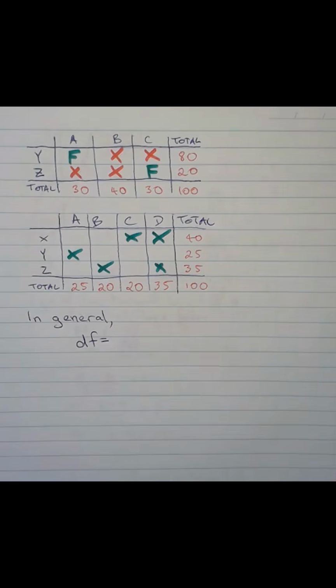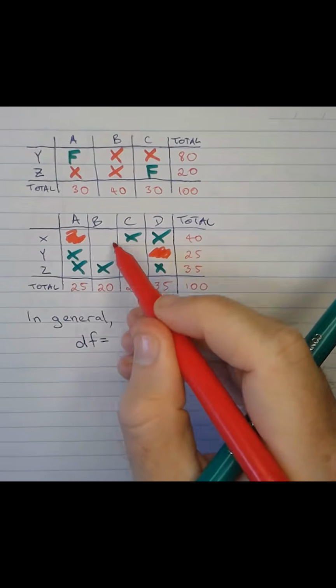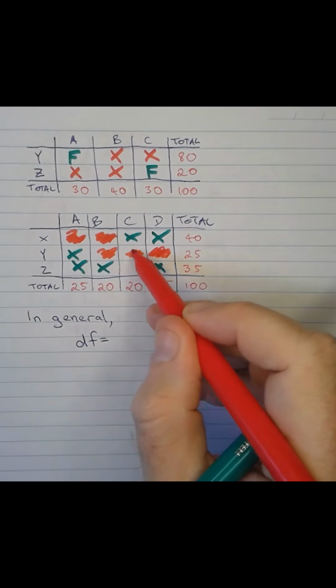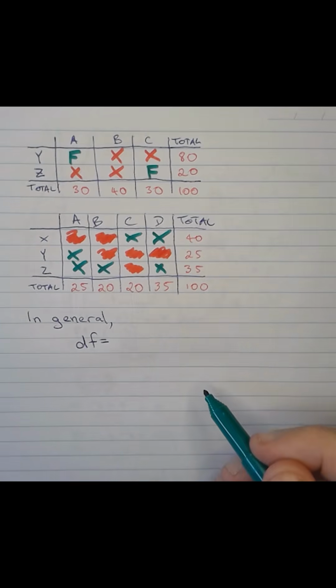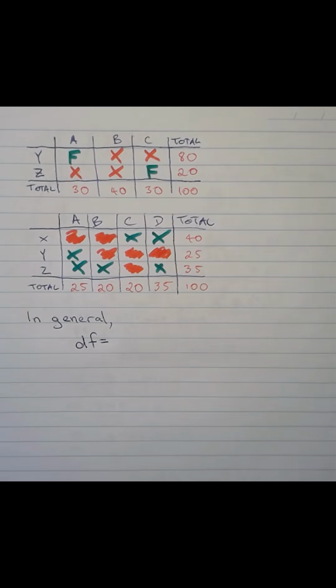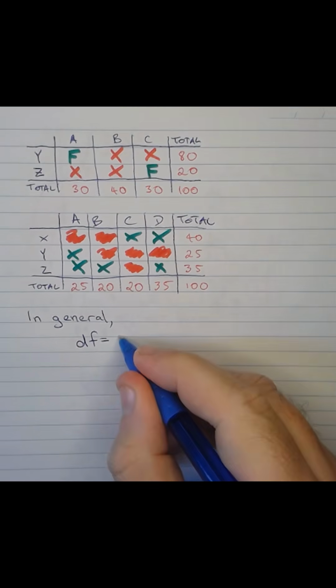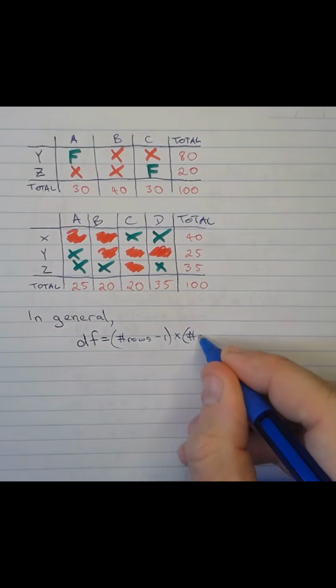If I pick one here though, I have to fill this one in to meet the column sum. Similarly here, I'm now forced to pick that one, and now that one, and now that one, and finally this one. In all, we had 6 free choices, which corresponds with 3 times 2 equal to 6 degrees of freedom. So in general, the degrees of freedom is equal to the number of rows minus 1 multiplied by the number of columns minus 1.